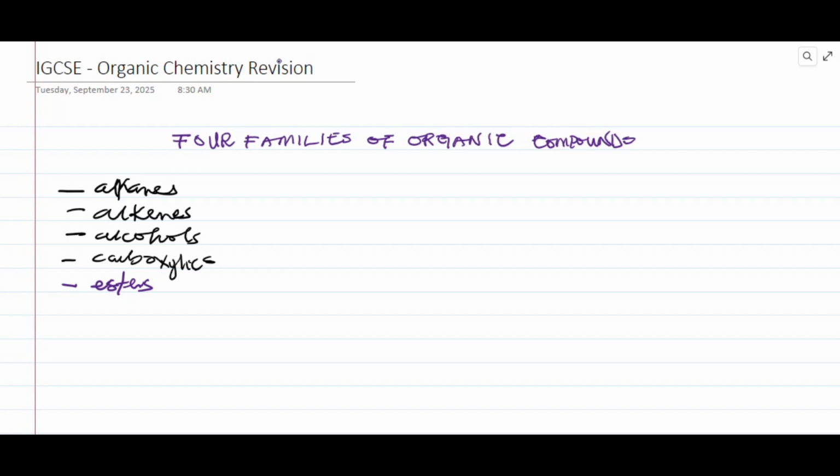These families, just like human families, have members of the family. The name of each member of the family reflects the family to which the member belongs. So when you know the name of a member, you can know the family of that member. If you know the family name, you can also derive the name of a member from that family name. So we're going to start by naming the compounds in each of the families.